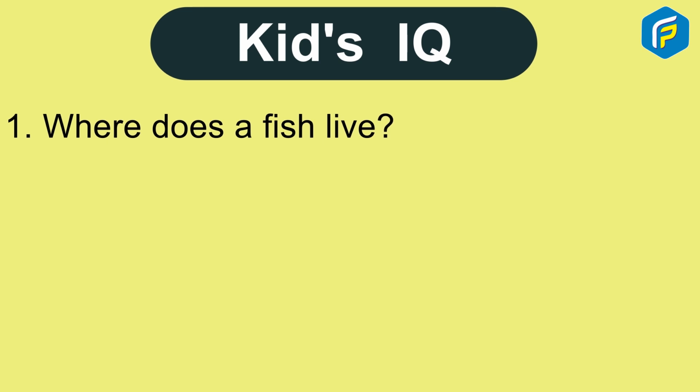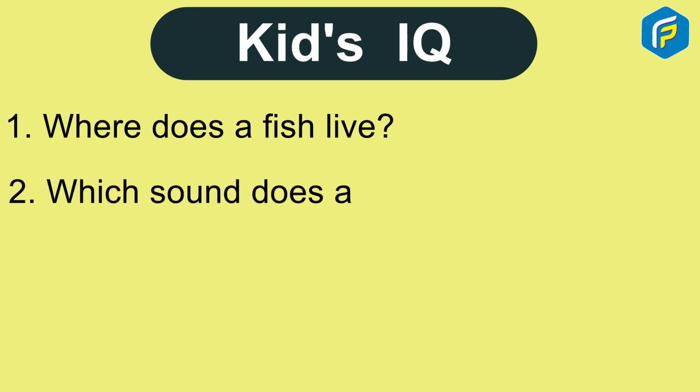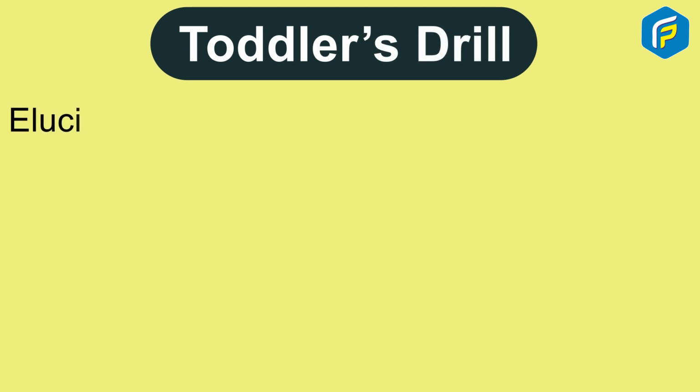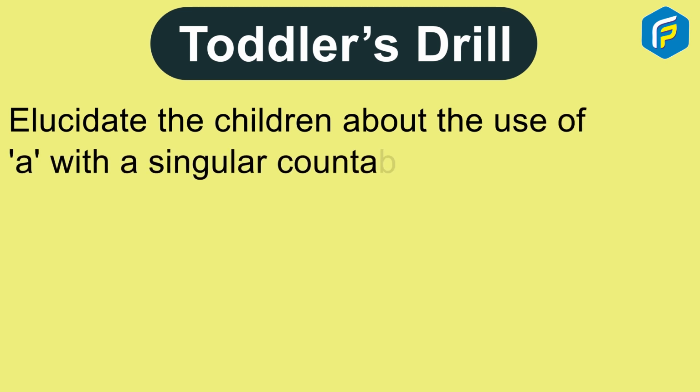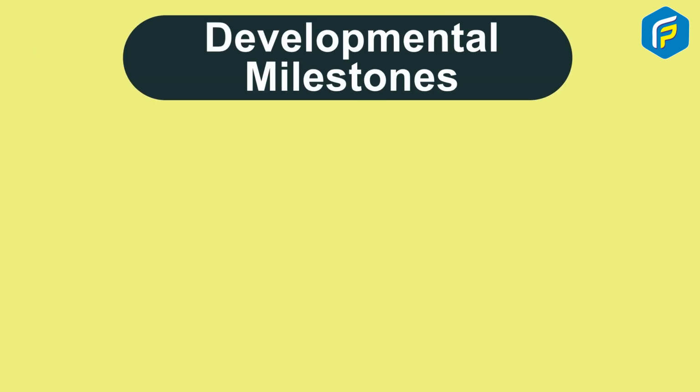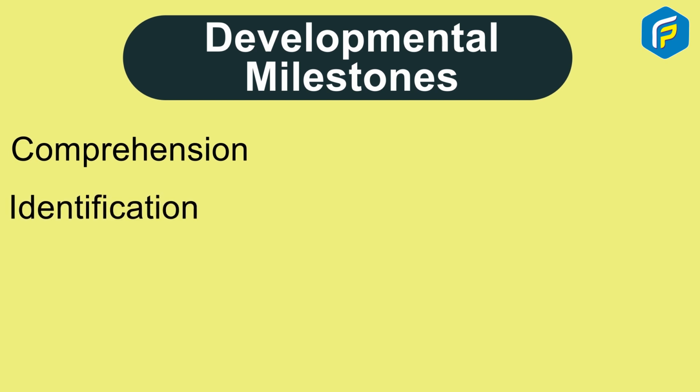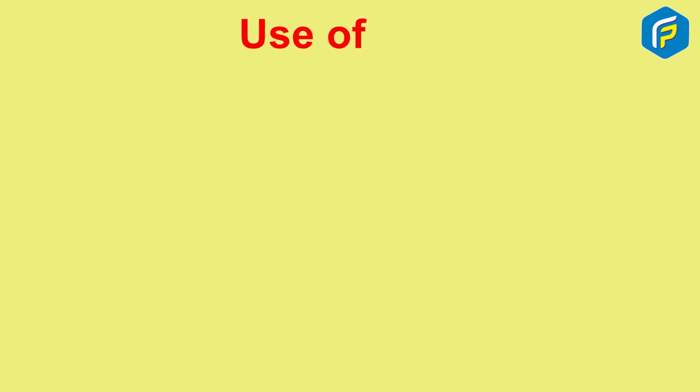Kids IQ. Where does a fish live? Which sound does a horse make? Toddler's drill. Elucidate the children about the use of a with a singular countable noun. Developmental milestones: comprehension, identification, observation.